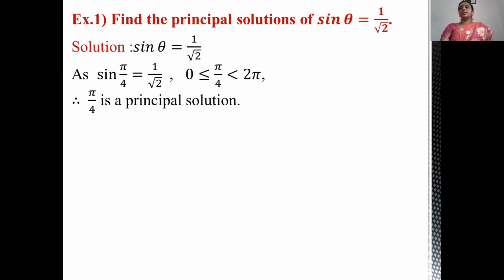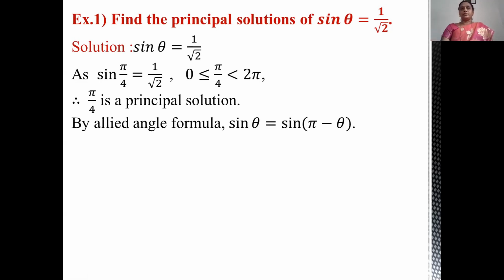We have to check first at which angle the value is 1 by root 2. Take that angle and check whether that angle lies in the interval 0 to 2 pi or not. And if it lies in the interval 0 to 2 pi, then that will be our first principal solution. In this way, we have got pi by 4 as the first solution.